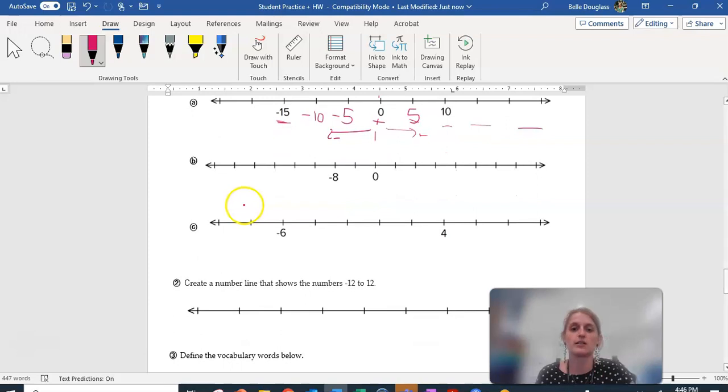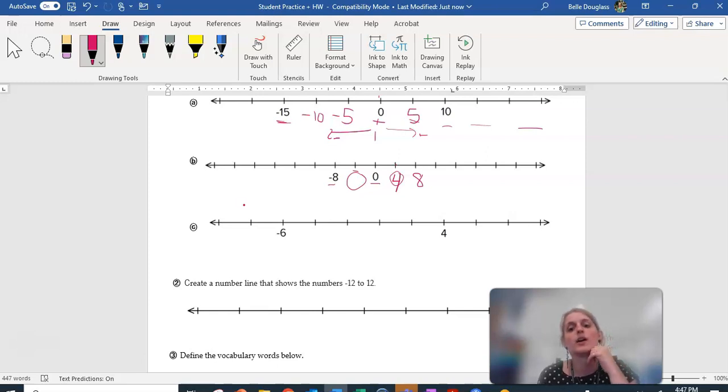Same deal down here. 0, if the negative 8 is freaking you out, think, okay, what would be in the middle of 0 and positive 8? Because positive 8 will be right here with one number between it and 0, just like negative 8 has one number between it and 0. So what is halfway between 0 and 8? That's the number that goes right here. And make that number negative, and that's what goes right here. And that's what you're skip counting by.